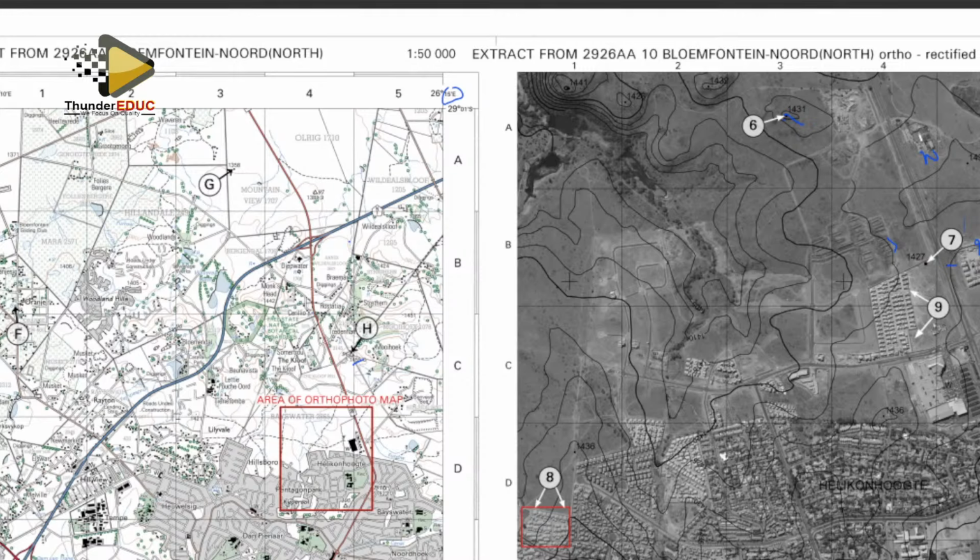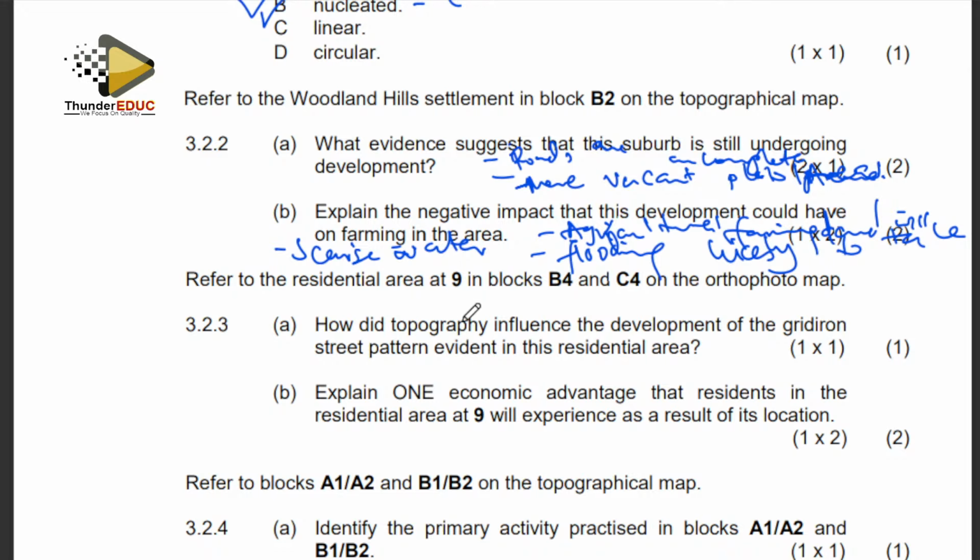Let us go back to the question and we'll read it clearly. Refer to residential area 9 in B4 and C4 on the orthophoto map. How did the topography, when they say topography, they are referring to relief, the nature of the land. How did the topography influence the development of the grid street pattern evident in the residential area? We look at this area. Let's go back to the area.